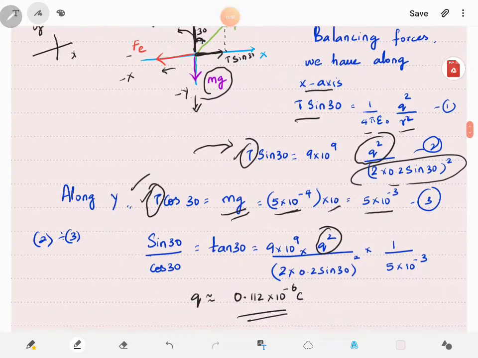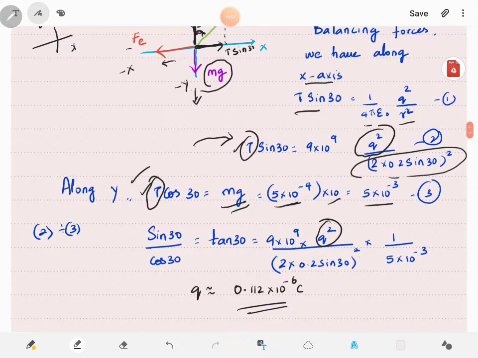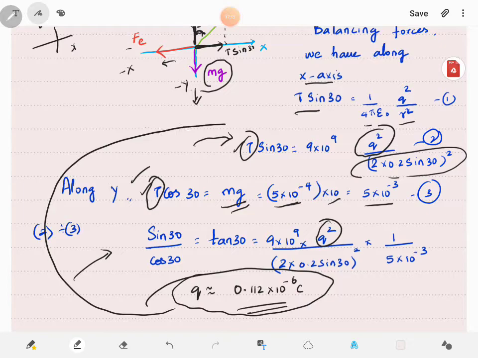So dividing 2 and 3 and solving for q, we find that q is going to be 0.112 into 10 power minus 6 Coulomb. I've shown the simplification here. Kindly go through the simplification part. Now, knowing the charge, this was the only parameter that has been asked in the question. One can always substitute the value of q in equation 2 or equation 3 to find out the tension, which I will leave as an exercise for you.